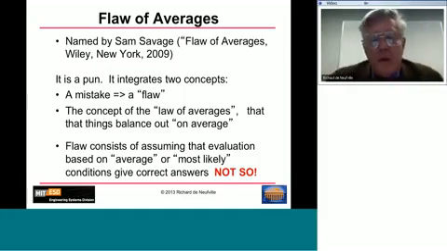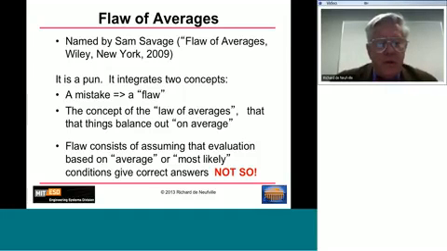It consists in assuming that an evaluation based upon the average or most likely conditions gives you the correct answers. From a simple mathematical point of view, the answer is that if you do your analysis, do your evaluation based upon the most likely conditions or the average conditions that you are considering, you will get the wrong evaluation. Therefore, you'll get the wrong ranking of the possible alternatives, and you'll make the wrong choice. It's really as simple as that.